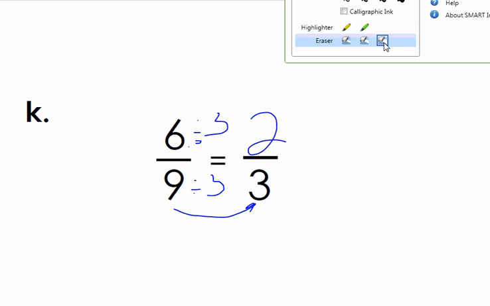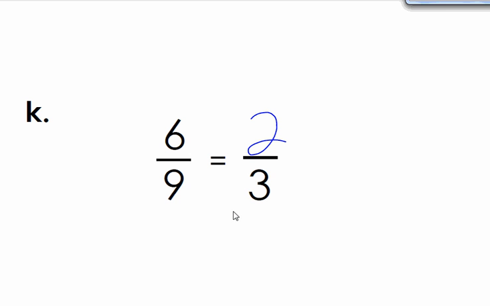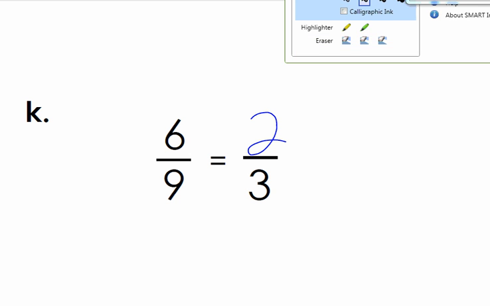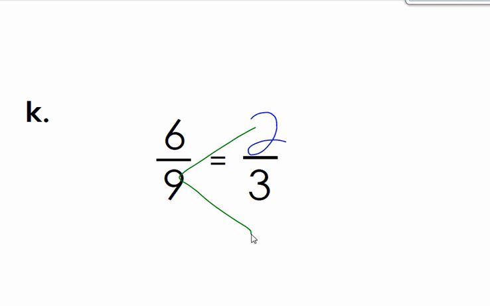How do I know this is correct? Well, let's cross multiply then. What's 2 times 9? 18. 6 times 3 is also 18. So that's equal then.